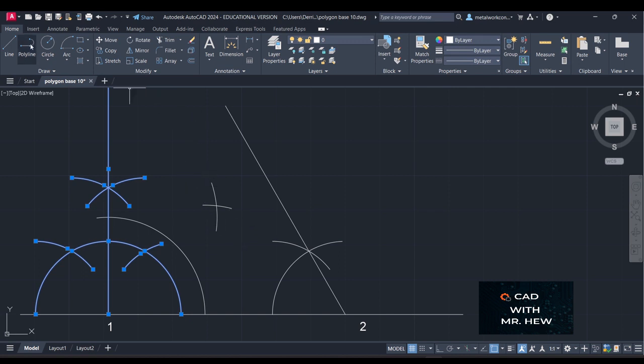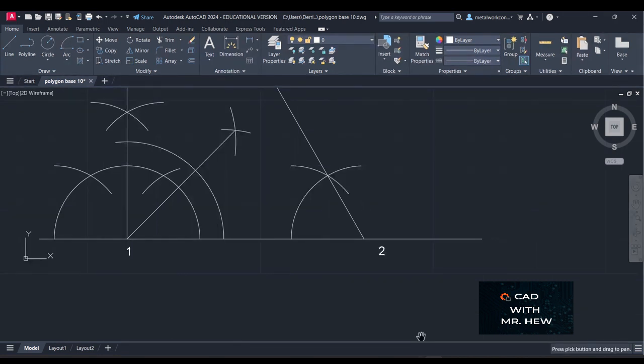So let us draw it. So we're going to go line to the intersection here, enter. So this angle would be 45 degrees. Good job if you're with me.